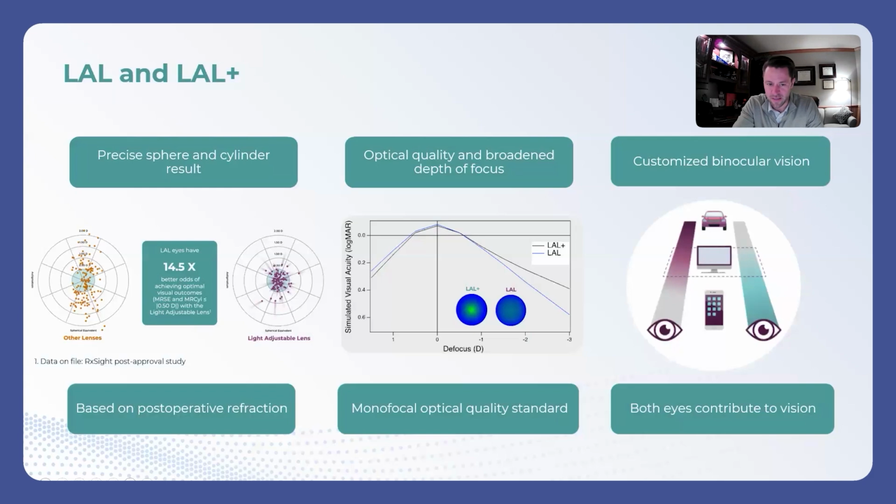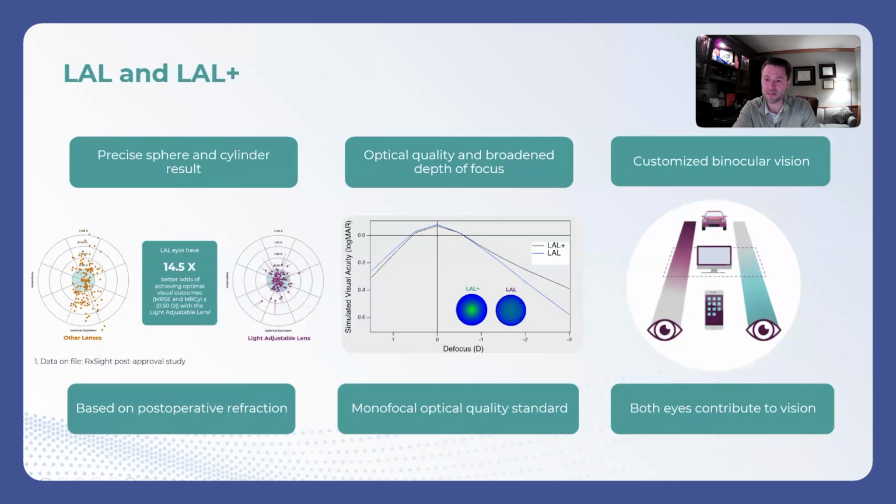The reason we like the LAL is that it allows us accuracy. Light adjustable lens eyes have a 14.5 times higher chance of hitting within a half diopter of target compared to standard monofocal lenses. If you look at toric lenses, the plot on the left is standard monofocal lenses and light adjustable lenses on the right. Taking into account an astigmatic approach, we're getting about 8.6 times more likely to be within a half diopter of sphere and cylinder, based on postoperative refraction.